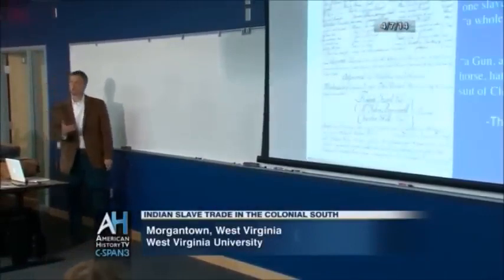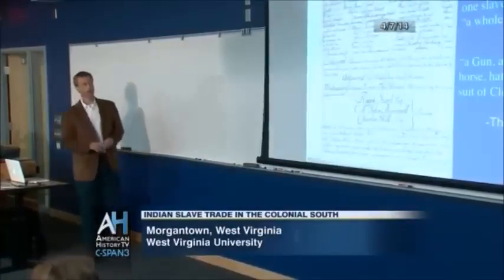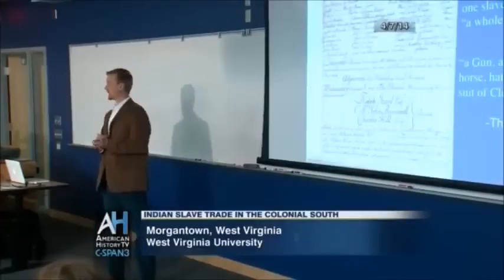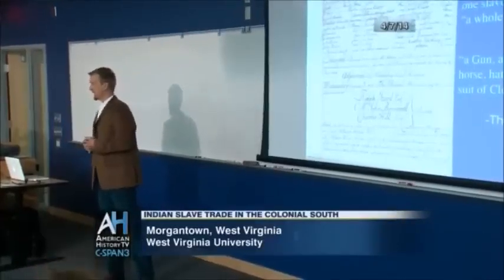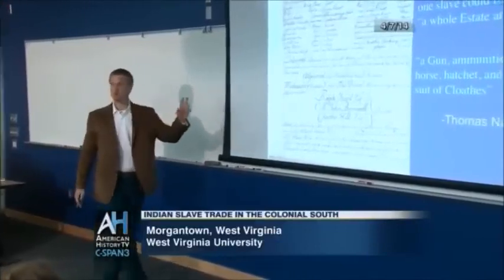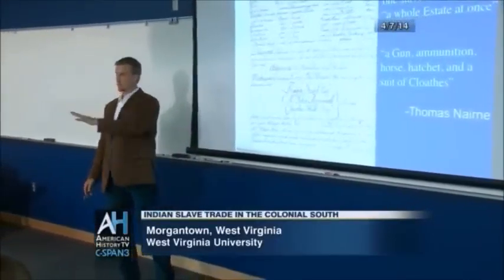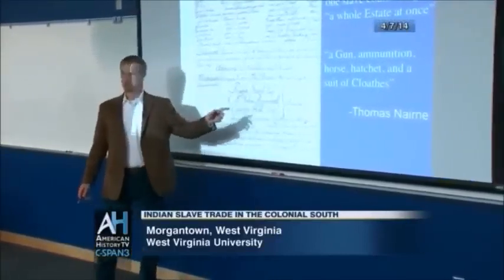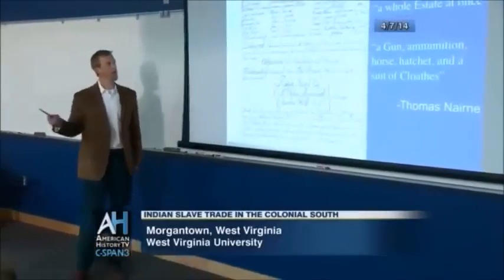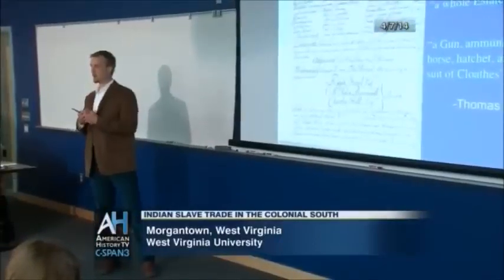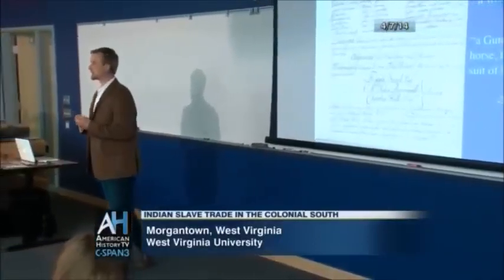But what I want to do now is to look at these economic motivations and to bring in a quote from Thomas Nairn. He wrote that one slave could bring in a whole estate at once. And then he gave some detail. He said, for one slave, you could get a gun, ammunition, a horse. That's a dubious claim, the horse. A hatchet and a suit of clothes. And so what I want to do real quick before we move on is to make a few comparisons about how much one slave could bring in terms of deerskins.